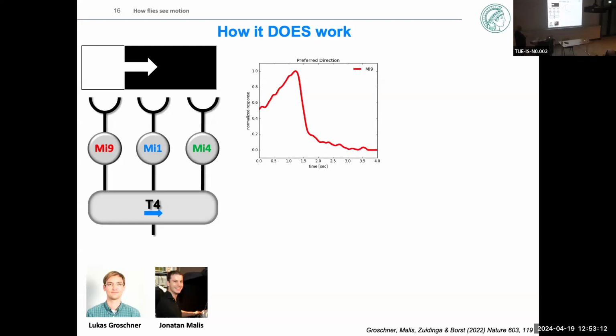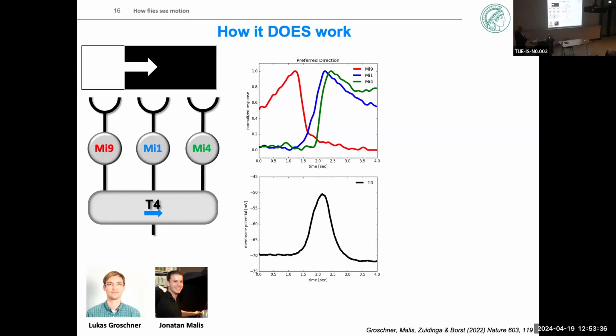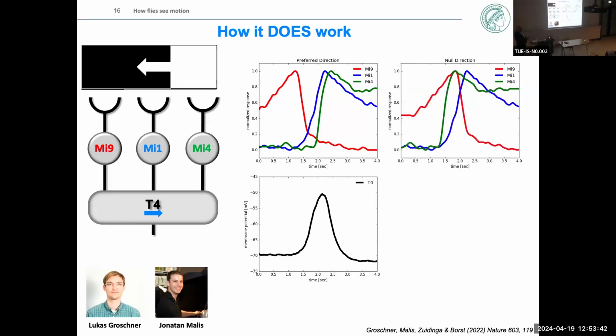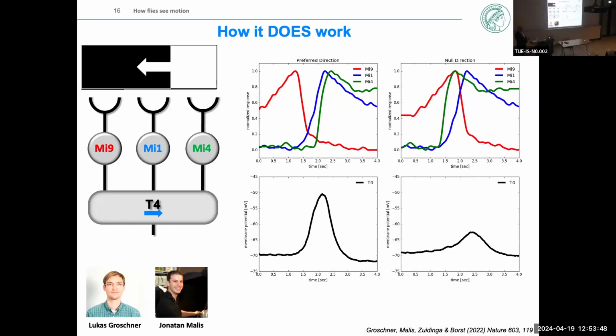So on edge motion to the right, you see a strong suppression of Mi9, followed by a rise of the signal in Mi1, which then is followed by the rise of the signal in Mi4. But those two inhibitory neurons, Mi9 and Mi4, leave open this window of opportunity, so to say, for the excitation to come in. And consequently, you see a large depolarization in the T4 cell, right? And for the opposite direction, the two inhibitory signals overlap. There's no such window of opportunity. Consequently, you see only a small depolarization to null direction motion.